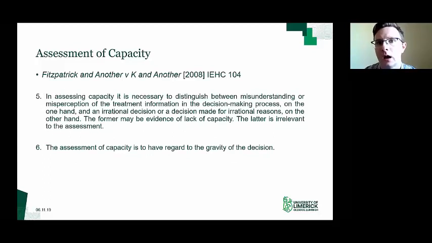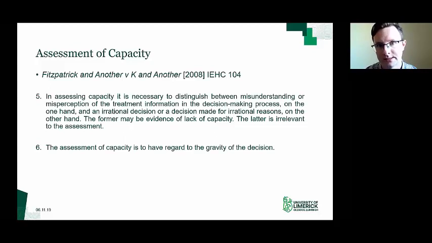Point 5 can often be confusing, and certainly when students see this for the first time, there's often a double take and it has to be read twice. Point 5 says that in assessing capacity, it's necessary to distinguish between a misunderstanding or misperception of the treatment information in the decision-making process on the one hand, and an irrational decision or decision made for irrational reasons on the other hand. The former may be evidence of lack of capacity, the latter is irrelevant to the assessment.